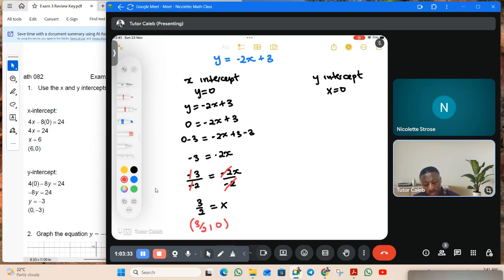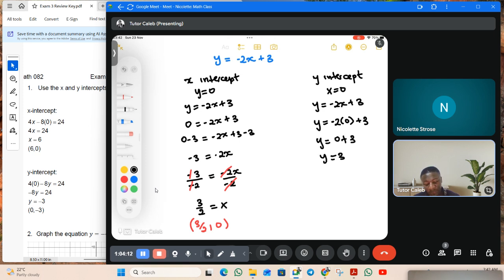Now, we can go forward to find the coordinate of the y-intercept. Wherever you have the y-intercept, x equals 0. So in the equation of the straight line, y equals minus 2x plus 3, wherever we find x, we put a 0. So y will be equal to minus 2 times 0, plus 3. We know that anything multiplied by 0 is 0. So we're going to have y equals minus 2 times 0, which is 0, plus 3. And therefore, y here will be equal to 3.